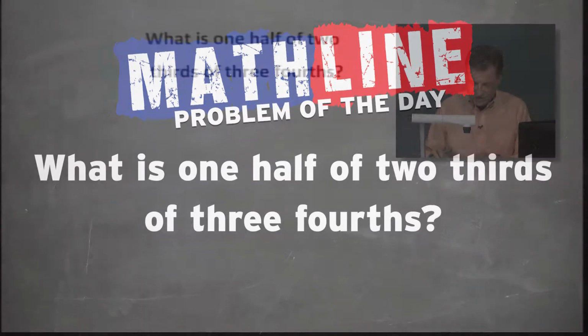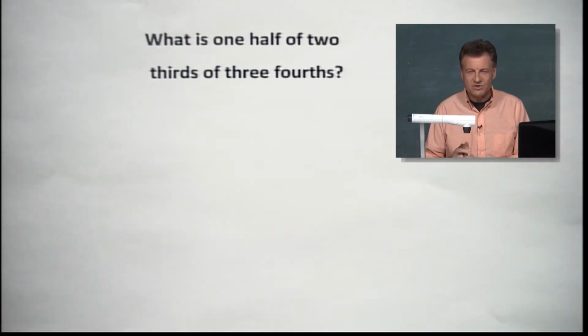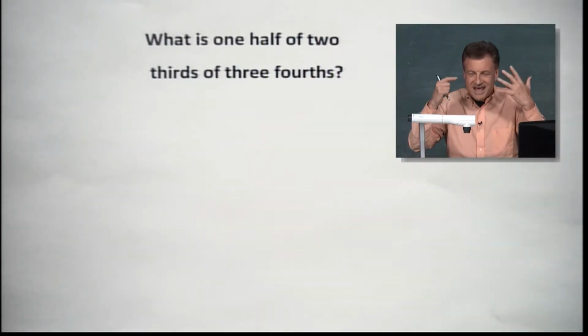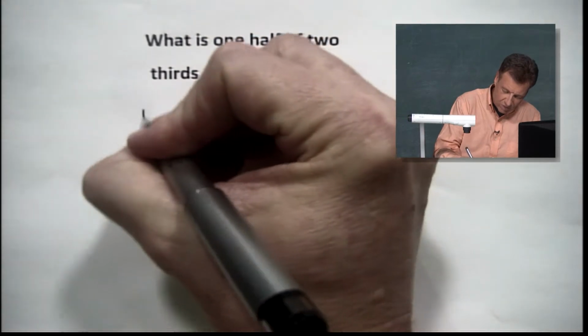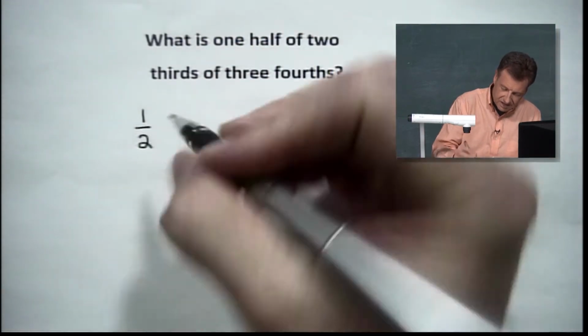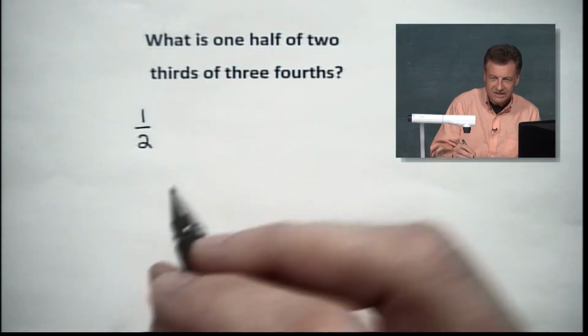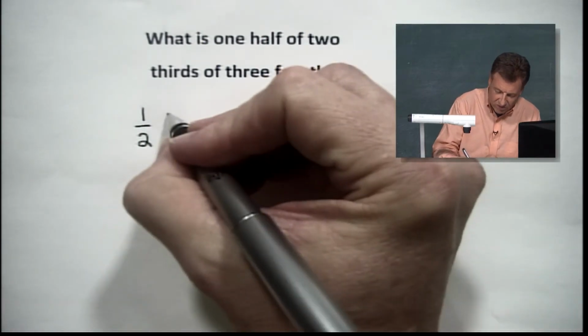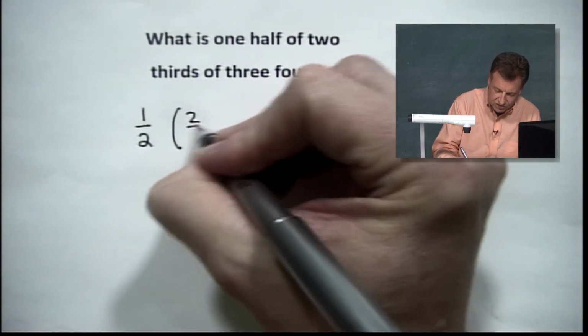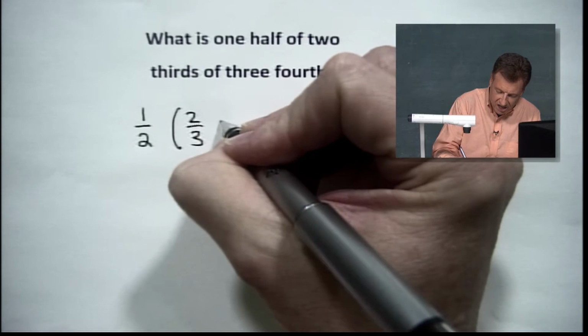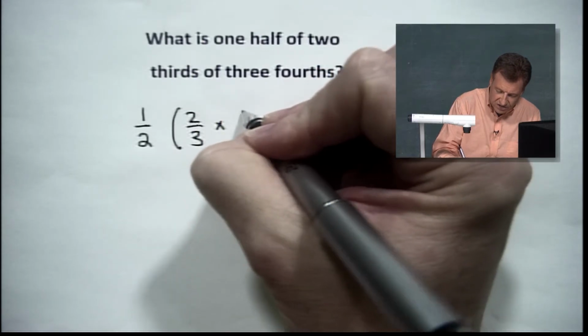All right, so here's the problem. It says, what is 1/2 of 2/3 of 3/4? That's telling me to start off with, first of all, we're going to take 1/2 of something. And it sounds to me like we're going to say 1/2 of 2/3 of, and I'm going to put a little x there, times 3/4.